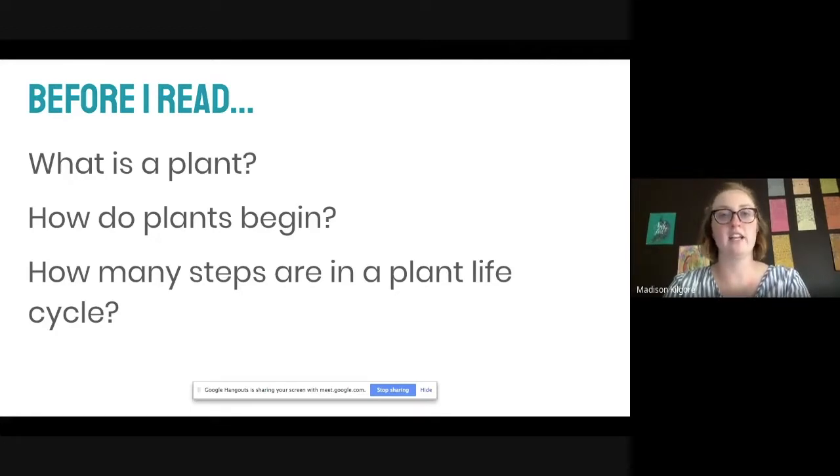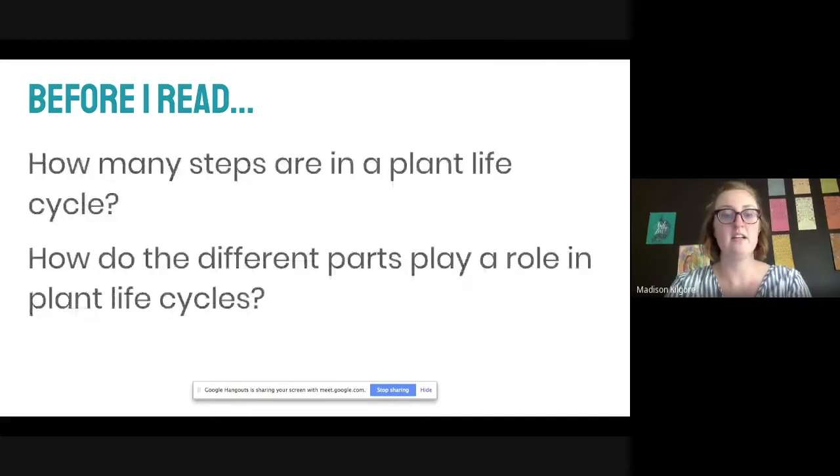Now we've already started to answer some of these questions, but we can still keep these in mind because we're still reading the book, Plant Life Cycles. We might find more information to answer these questions. Now, these are the new questions I have before I read based on what we read yesterday, as well as the cover and the title.